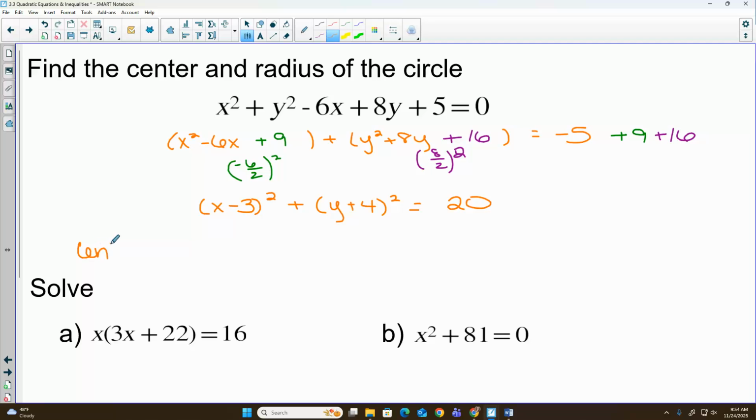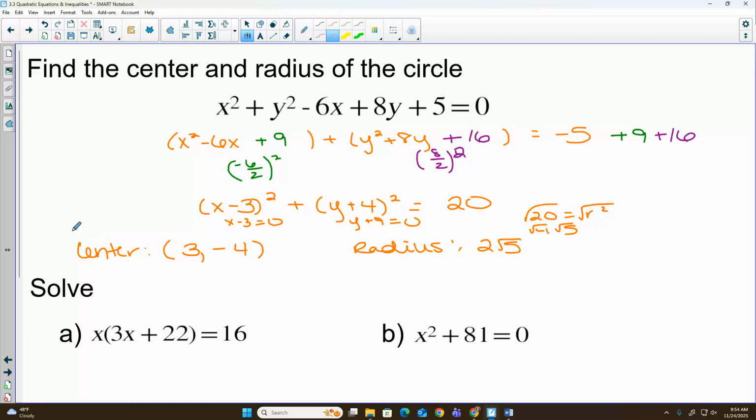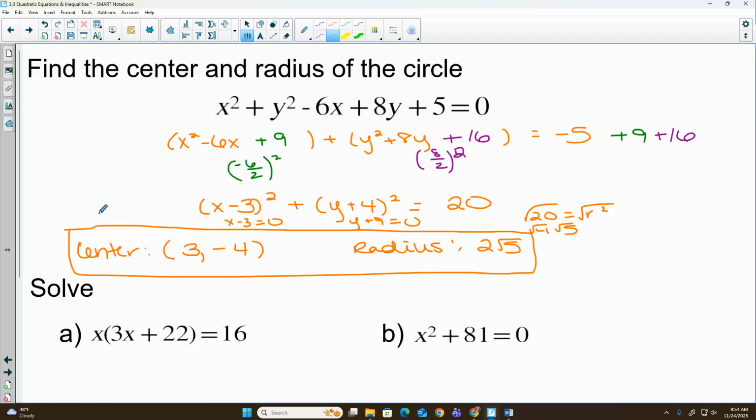So our center, I told you, it's just like setting each of these equal to 0. If you set x minus 3 equal to 0, you get 3. If you set y plus 4 equal to 0, you get -4. Remember, 20 is r squared. So to get the radius, you have to square root 20. You can break that into 4 and 5, so you get 2 radical 5. Any questions there?